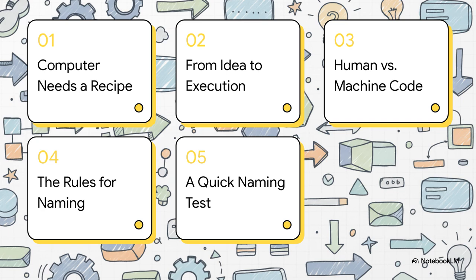So here's our game plan for today. We're going to start with why we even have programming in the first place. Then we'll walk through how an idea in your head becomes a real running app. We'll look at the different languages people use, learn the super important rules for naming things in your code, and then we'll wrap it up with a quick test to make sure it all sticks.